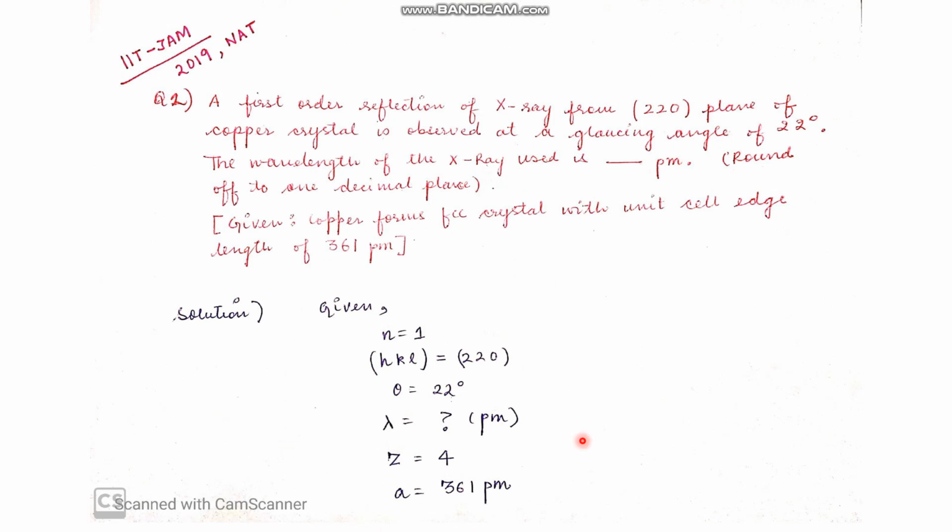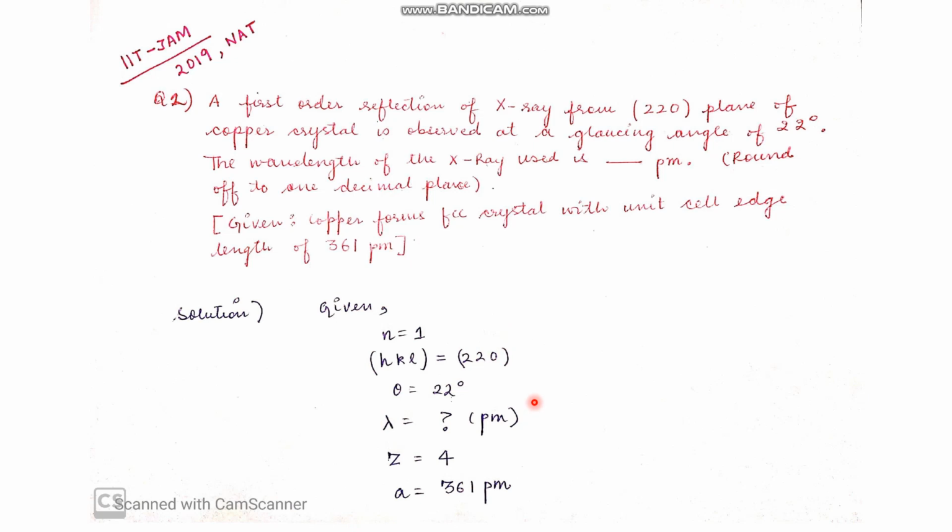So these all are the values given, that is n equals 1, the first order reflection. You can see over here that's the first order reflection, so n is 1. hkl, that is your Miller indices value, is 2 2 0. Theta, that is your glancing angle, is 22 degrees. Z is 4 because the copper is forming FCC crystals, and we know that for FCC crystals Z is 4. And the edge length is 361 picometers, so a is 361 picometers. So we have to find out the value of the wavelength of the X-ray used using all this given information.